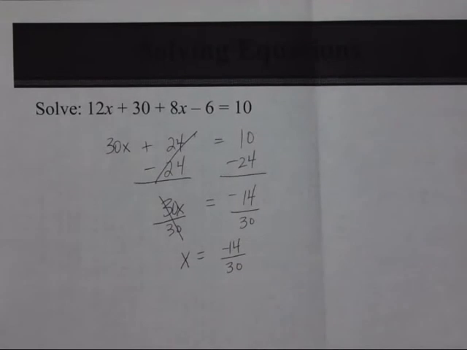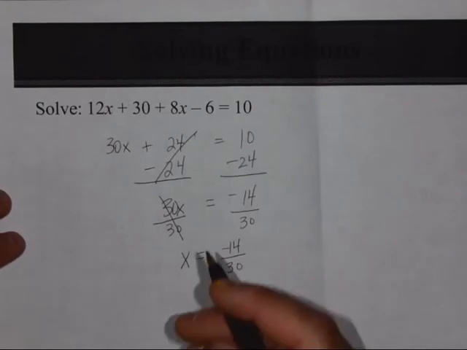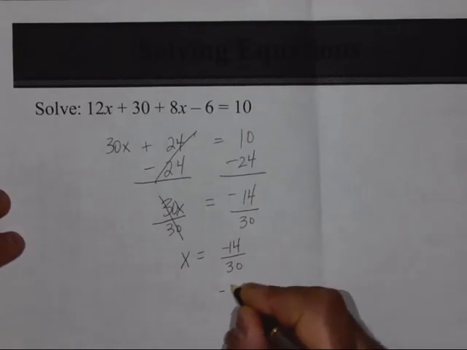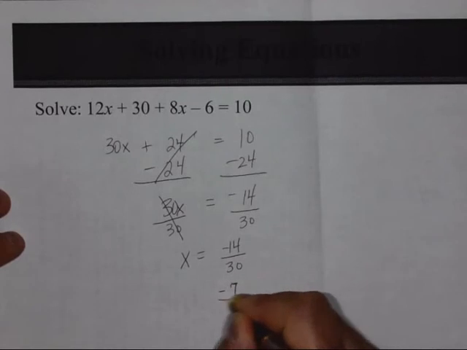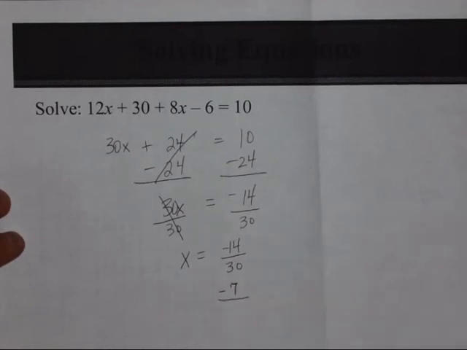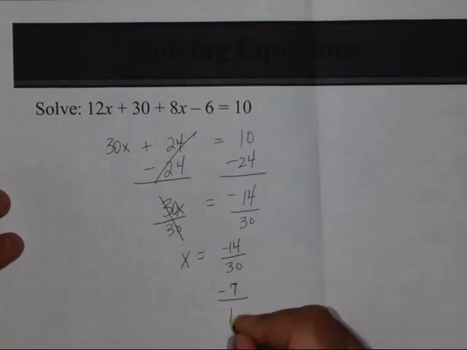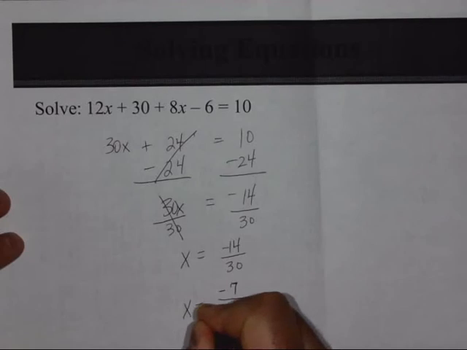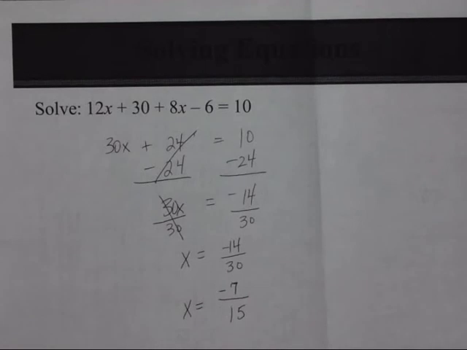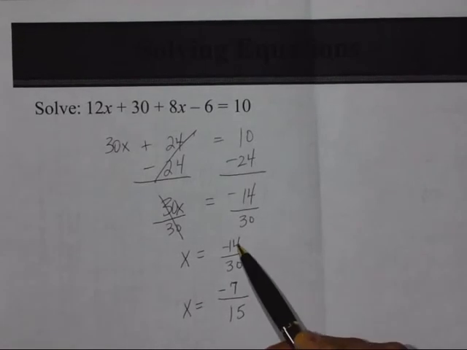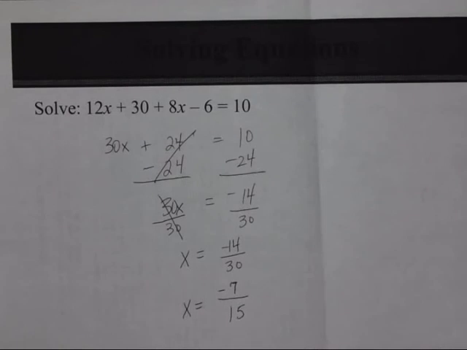30 is not going to divide into 14. However, that is a fraction that I can simplify. Both are divisible by 2. So I can divide negative 14 by 2 and get negative 7. I can divide 30 by 2 and get 15. So x would equal negative 7 over 15. Essentially this got divided by 2 and then this got divided by 2.